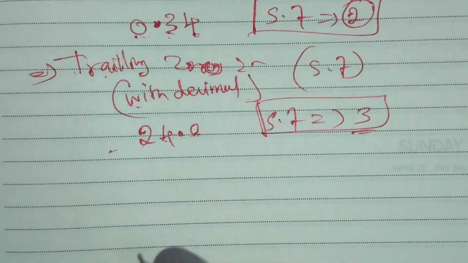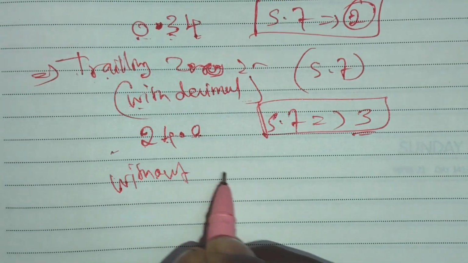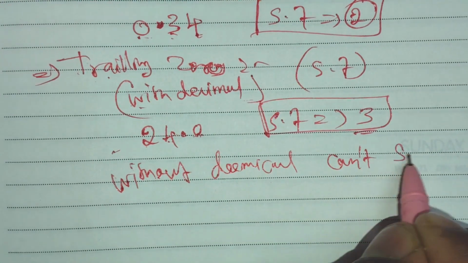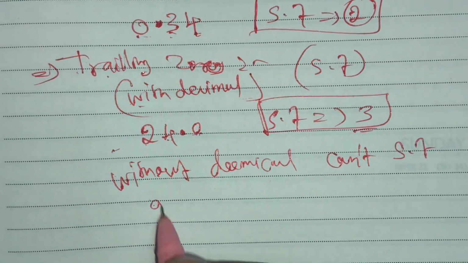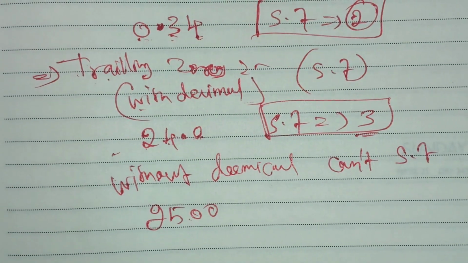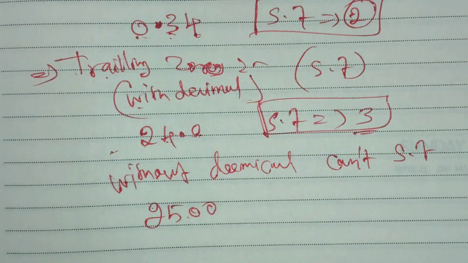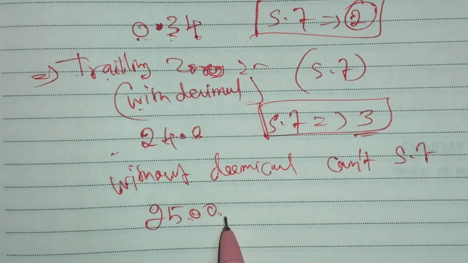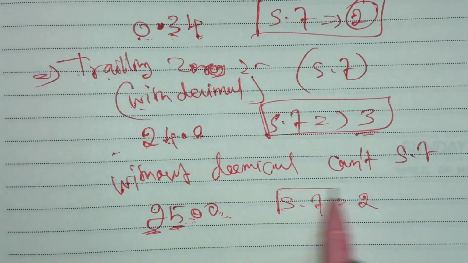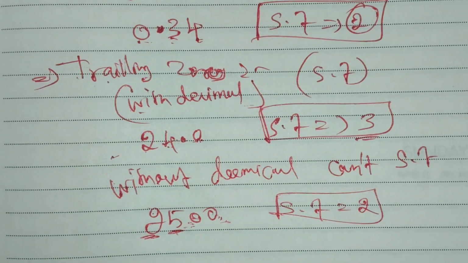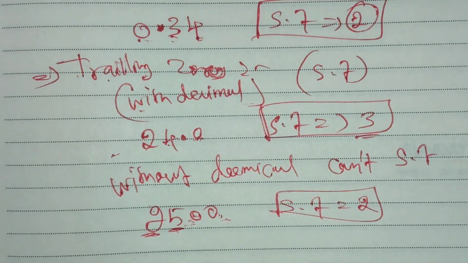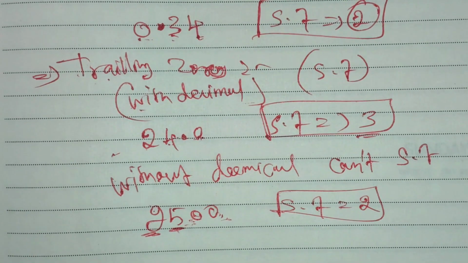In the case of without a decimal, the zero cannot be a significant figure. For example, 2500: here there is no decimal between the 0 and the digit. So that's why the 0 cannot be called a significant figure. So here the significant figures are 2. This is very important: the trailing 0 with a decimal as well as without a decimal, whether the 0 is considered a significant figure or not.